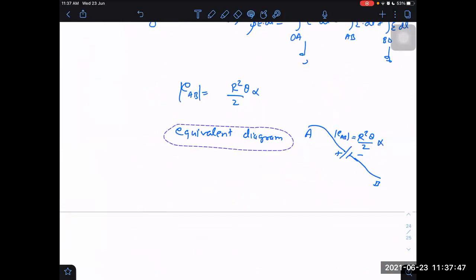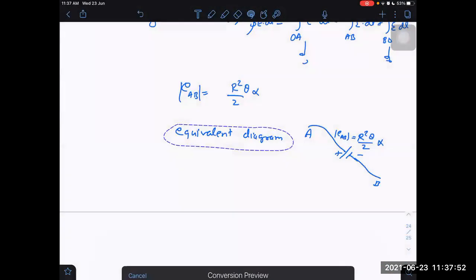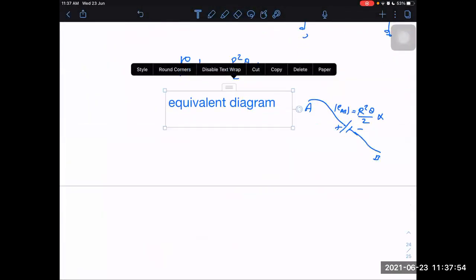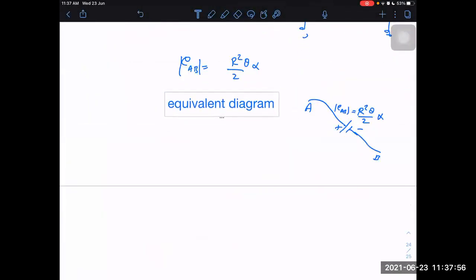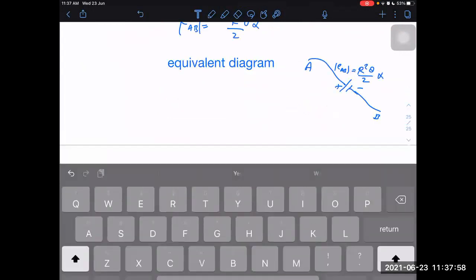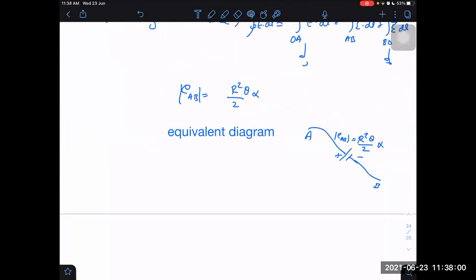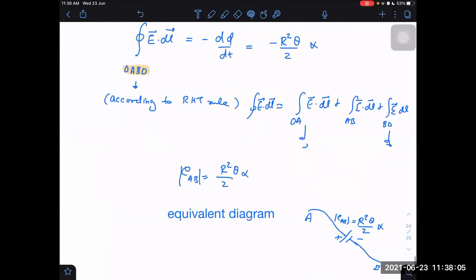Yes, you can send current through. Then from OA, will it not be 0? No, sir. Then from OA and OB, it will be 0 always. Then O and AB will still be 0, but the potential difference will not be 0.